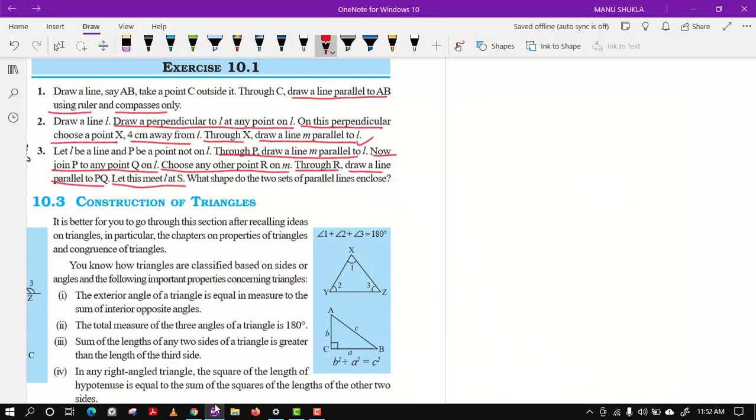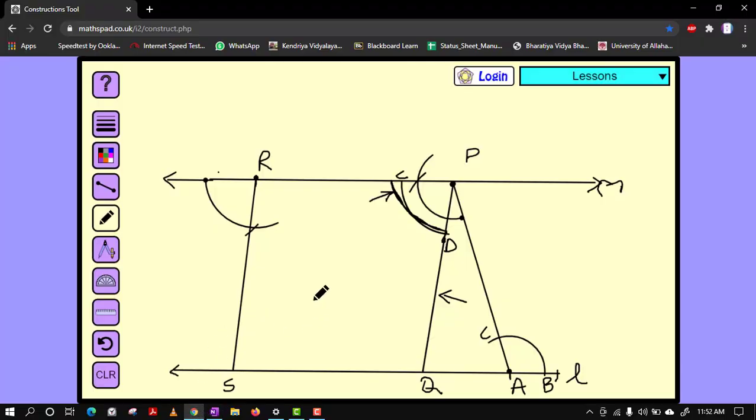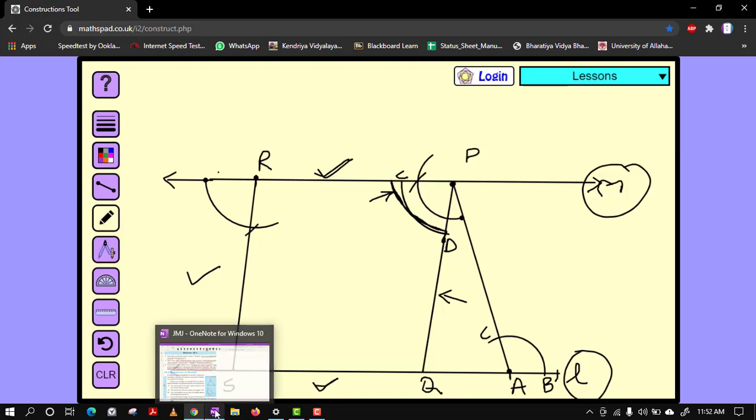Now they are saying what shape do the two sets of parallel lines enclose. So you can see as RP is parallel to SQ, because M was parallel to L, so we can say that RP is also parallel to SQ, and because PQ is parallel to RS, we can say this is a parallelogram, because we have studied in a parallelogram there are two pairs of opposite parallel sides.